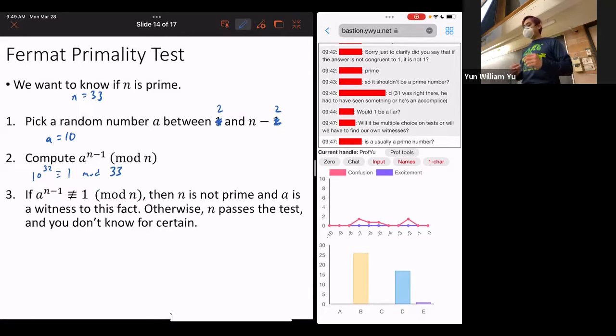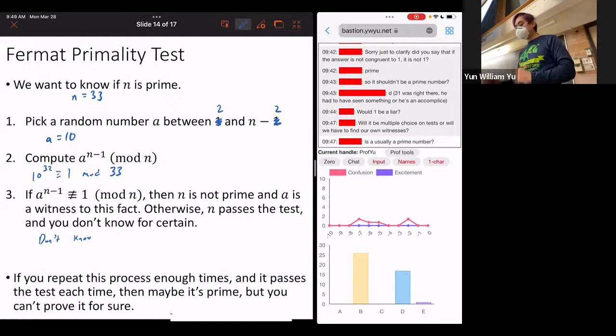If a to the n minus 1 is not congruent to 1, then n is not prime and a is a witness to the fact. Otherwise, n passes the test. And you don't know for certain. So here, you don't know. Because if you think about it, your number 33 is on trial. And you have a bunch of witnesses that are coming up. And n passes if the number says, oh yeah, well, you might be prime. But on the other hand, if you repeat this enough times and it passes each time for sure, then maybe it's prime, but you can't prove it for sure.